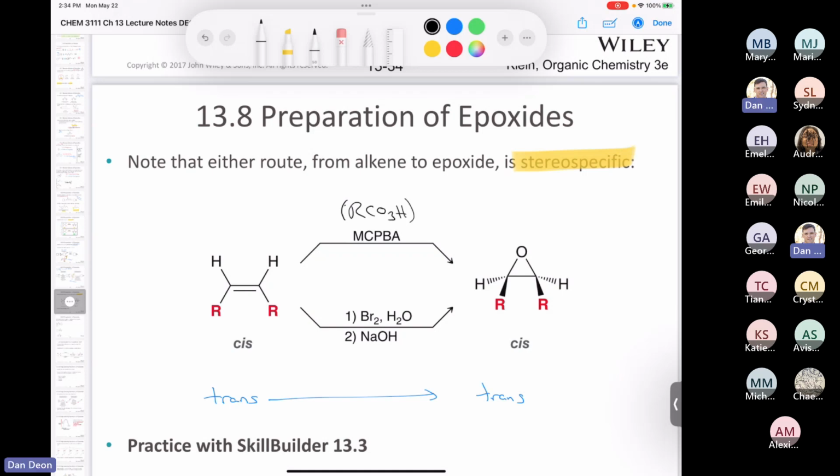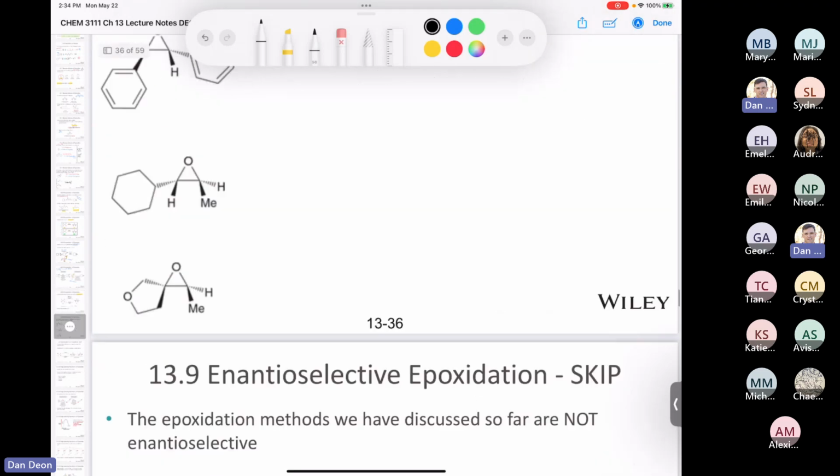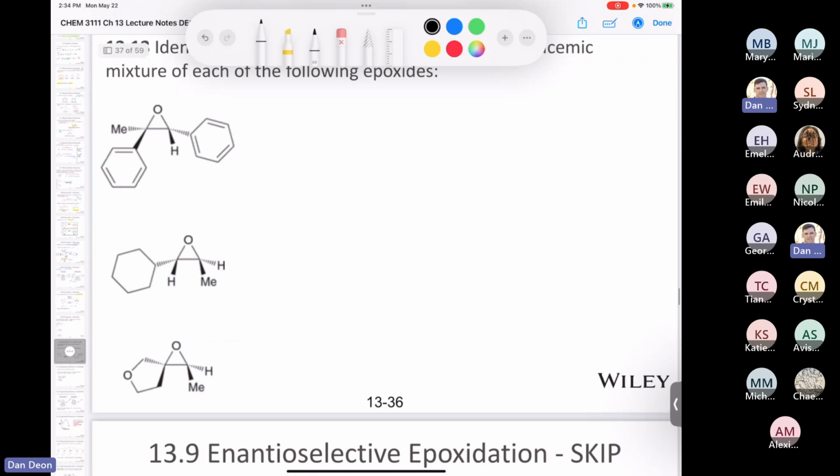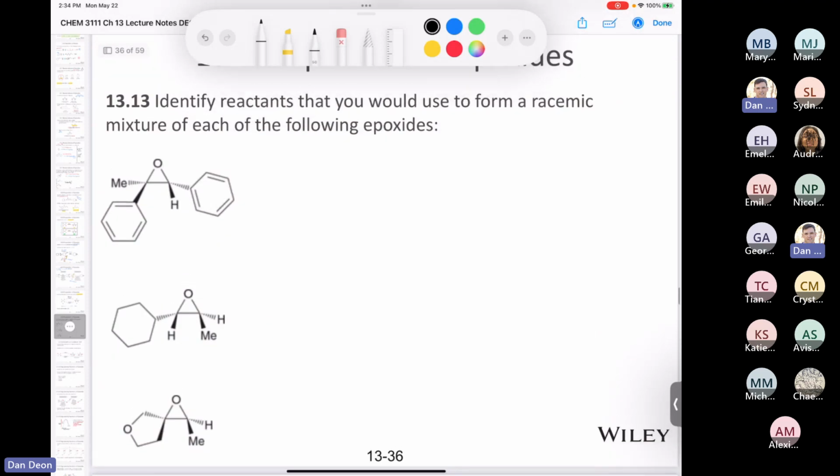That's something that you've seen before, right? That's just old hat. The section about enantioselective epoxidation, I'm not going to get into that right now. Let's see if we could try one of these questions here, and then we'll move on. So let's just try one, and then we'll try the other ones. Oh, maybe we'll try two.